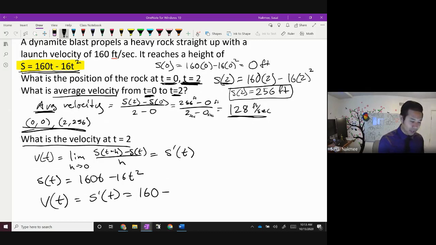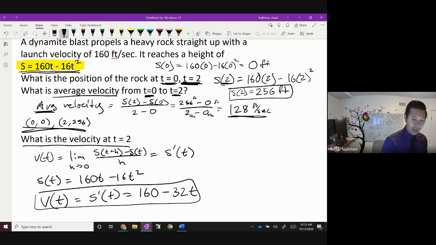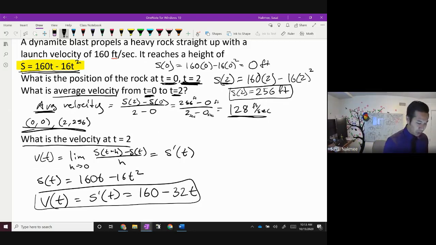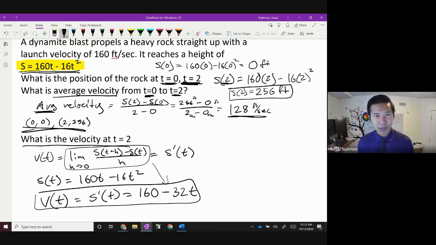Minus the second function over here, which is going to be 16 times t squared. The derivative of 16 times t squared is going to be 32t. So this right here represents the velocity function, right? The velocity at any specific point, because it's the derivative of the position function. And I promise you, if you went through and did the limit definition of it, this is what you would get. And I'm hoping you understand that's helping us to find the slope exactly at one particular point, the slope of that said tangent line, right?